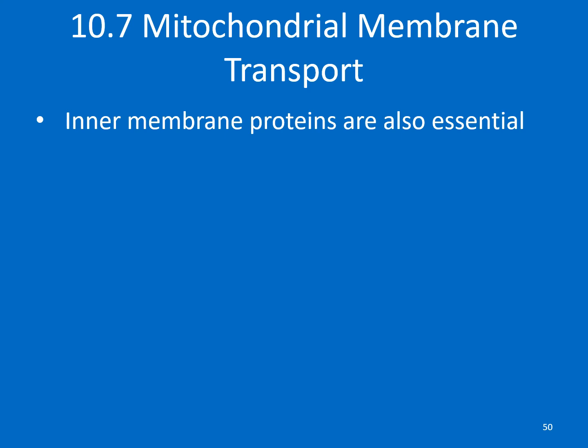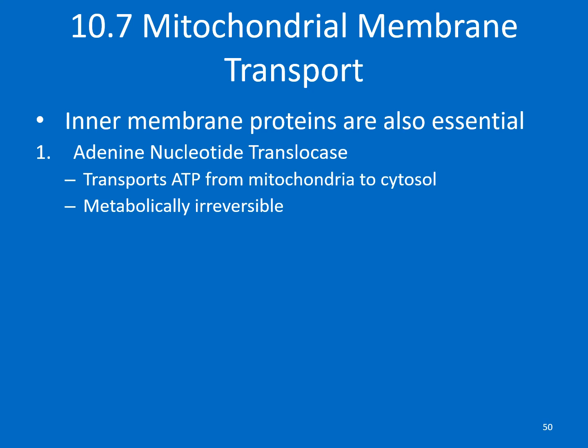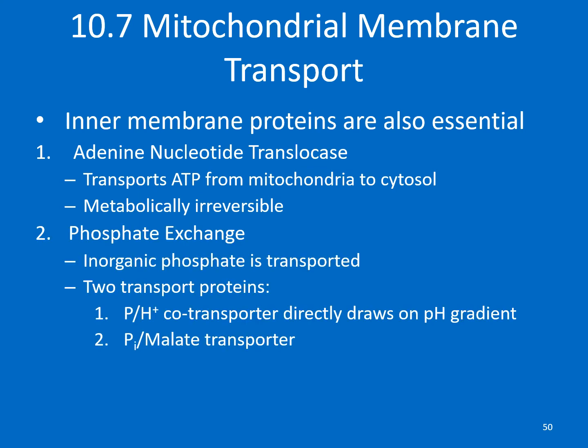So let's talk about mitochondrial membrane transport. The intermembrane proteins are also essential for transporting the small molecules. One good example is adenine nucleotide translocase. Translocase moves something, and here it's going to be ATP from the mitochondria to the cytosol. We just made this ATP using complex 5, and we're going to move it to the cytosol. This is metabolically irreversible. Oh, by the way, this is the bottom of page 8 on your handout.